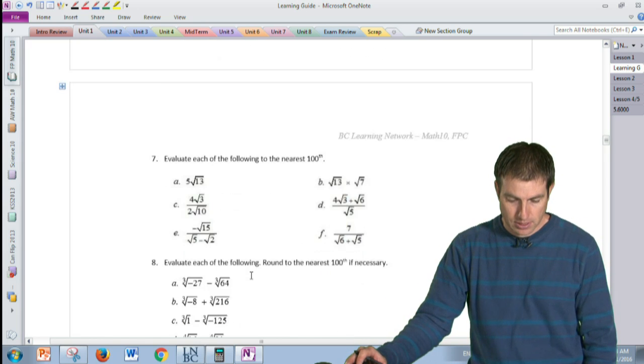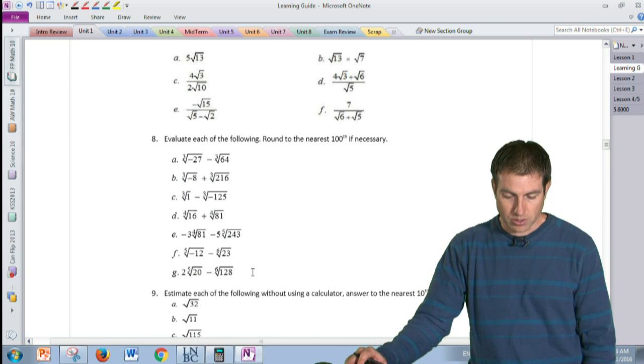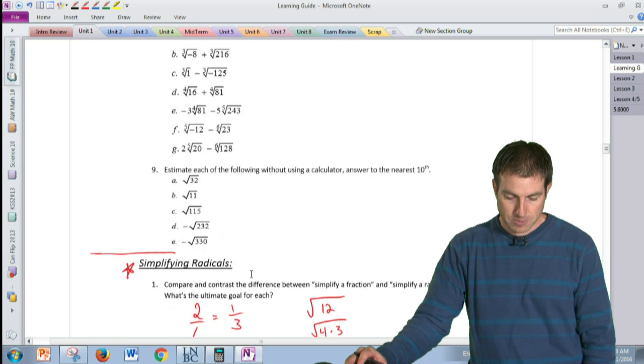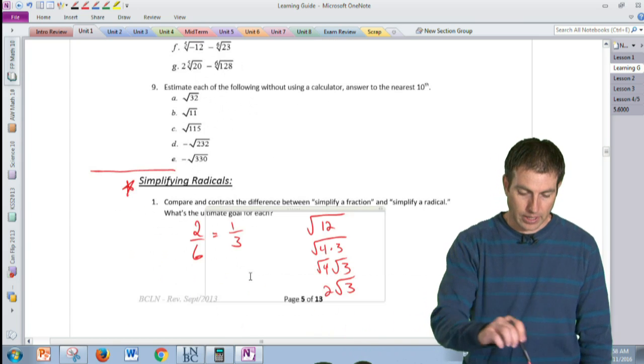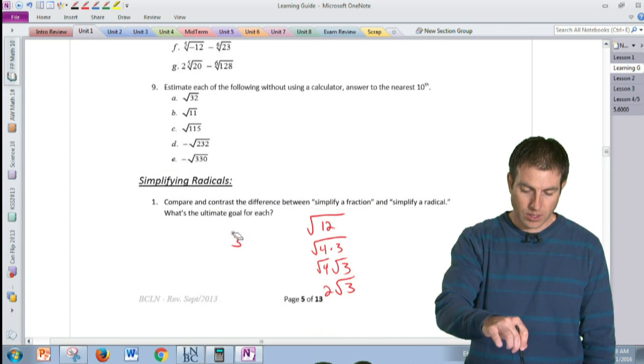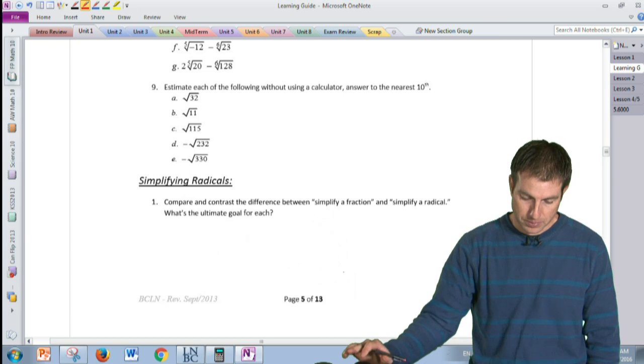We did that in class today. Evaluate each to the nearest hundredth. Yes. And you should be good up to there.